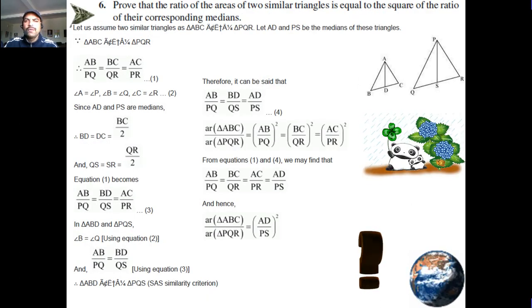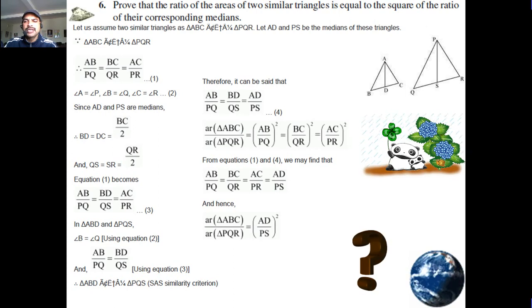Next question students, prove that the ratio of the areas of two similar triangles is equal to the square of the ratio of the corresponding medians. Let us assume two similar triangles, triangle ABC similar to triangle PQR. Let AD and PS be the medians of these triangles, and triangle ABC is similar to triangle PQR. AB upon PQ is equal to BC upon QR is equal to AC upon PR. Equation number 1. Angle A is equal to angle P, angle B is equal to angle Q, angle C is equal to angle R. Equation number 2.